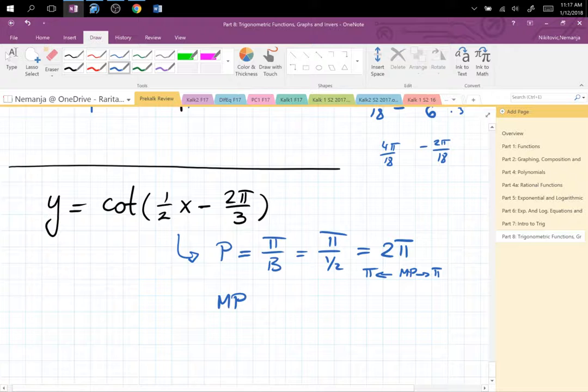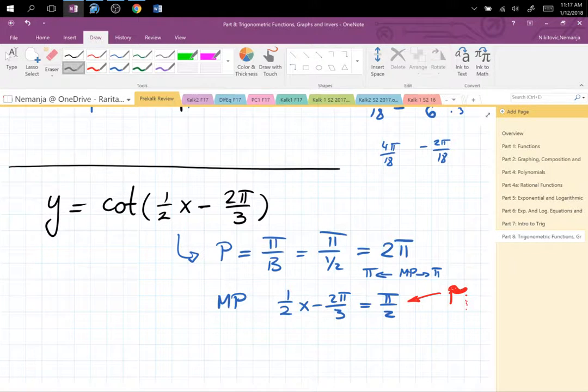Midpoint calculation, well, that's the new part. 1/2 x minus 2 pi over 3 is equal to pi over 2. And I'm just going to put the red flag right there. Is the blood dripping down? There we go. So you know it's a problem. So the only one where you set the parenthesis equal to something that is not 0 is pi over 2.